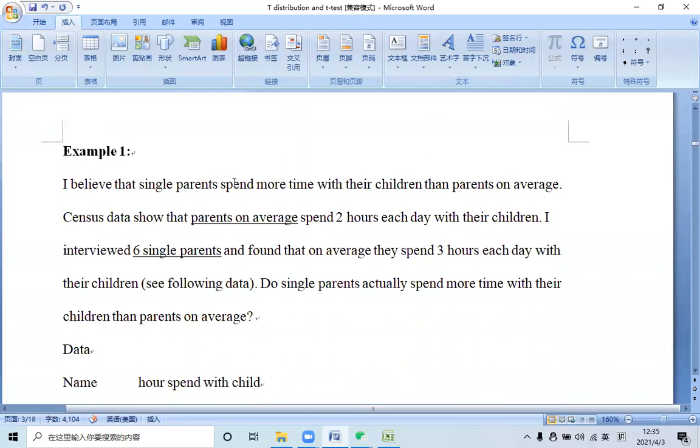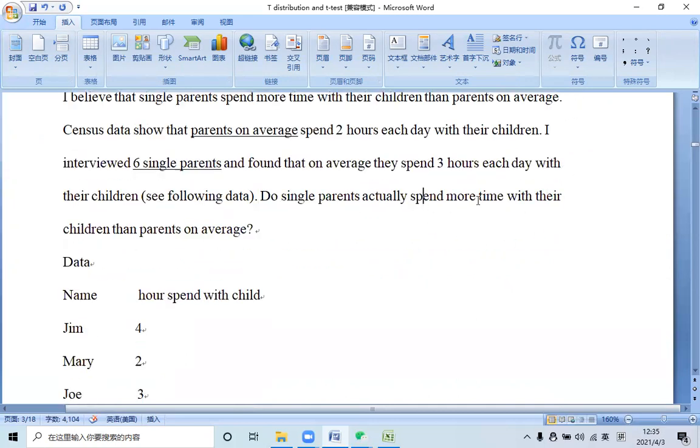I believe that single parents spend more time with their kids than parents on average. And census data shows that parents on average spend 2 hours each day with their children. I interviewed 6 single parents and found that on average, they spend 3 hours each day with their kids. Do single parents actually spend more time with the children than parents on average?